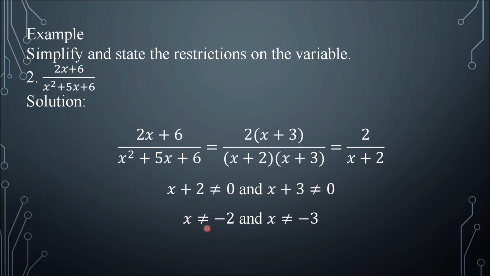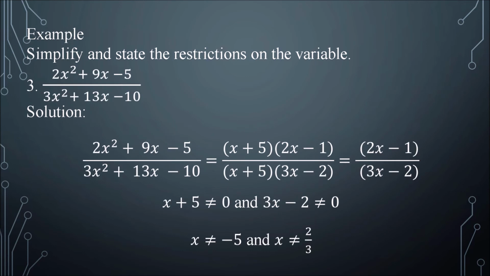So x must not be equal to negative 2. If you're going to transfer that to the other side, it will become negative 2. 3 will be transferred to the other side, it will become negative 3. So you need to isolate x, and here x also. So the result, x must not be negative 2, and x must not be negative 3 also. So those are the restrictions for this expression.